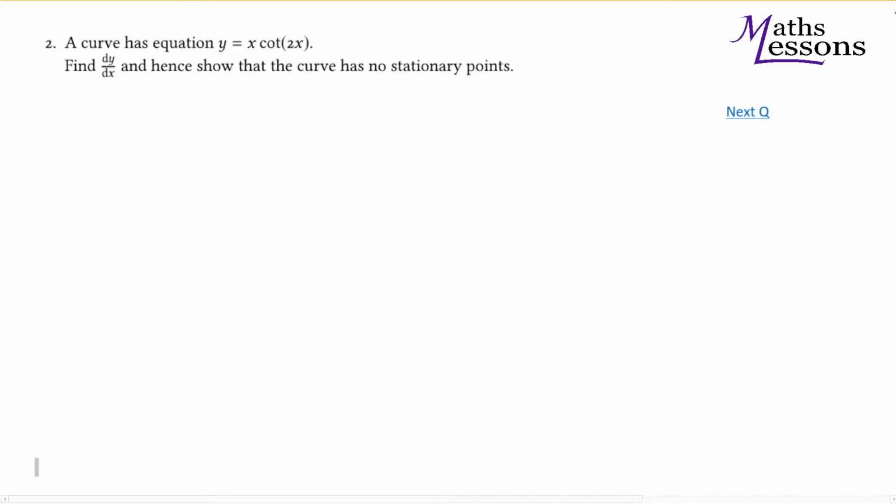Question 2. I'm going to show there's no stationary points to this, so that's a bit more of a thinking question. I'm going to give you about 3 minutes to have a go at this one.